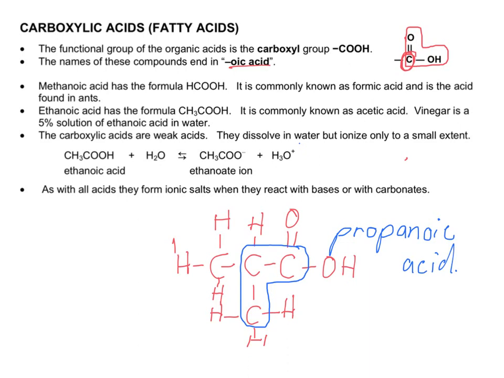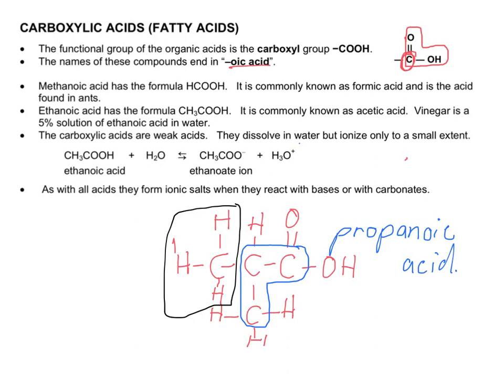So propanoic acid is the basic molecule, but there's still something on the side chain. It's a 1 carbon branch. What do I call a 1 carbon branch? It's a methyl. Okay, so where does the methyl live? Does it live on the first carbon? And if so, where is the first carbon?